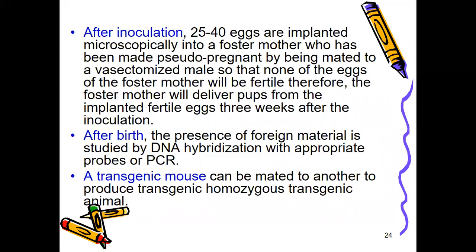After inoculation, about 25 to 40 eggs are implanted into a foster mother who has been made pseudo-pregnant by being mated to a vasectomized male. The foster mother will deliver pups from the implanted fertile eggs 3 weeks after the inoculation. After birth, the presence of foreign DNA is studied by DNA hybridization with appropriate probes or PCR. A transgenic mouse can be mated to another to produce a homozygous transgenic animal.